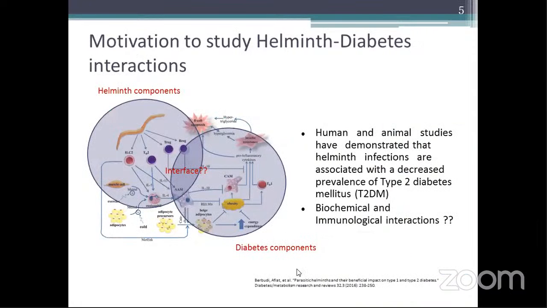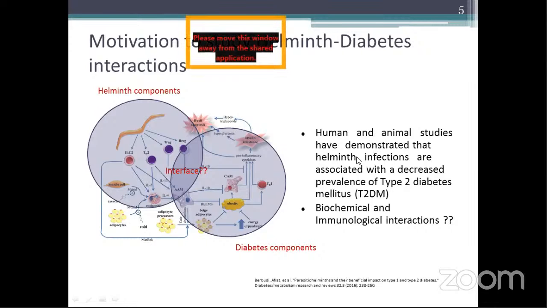So these diseases have been well studied separately. Many pathways and regulatory networks and the pathology of the disease have been studied extensively. But the studies that look into the interface, or study the comorbidity of both the diseases, are very few. And out of these few studies, we can see that human and animal studies have demonstrated that Helminth infections are associated with decreased prevalence of type 2 diabetes mellitus.